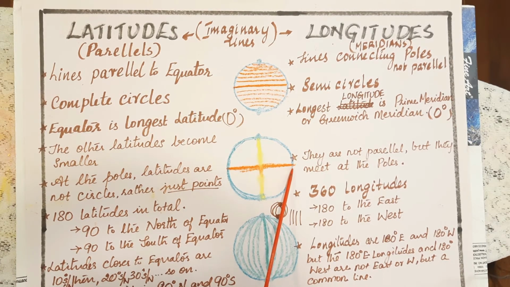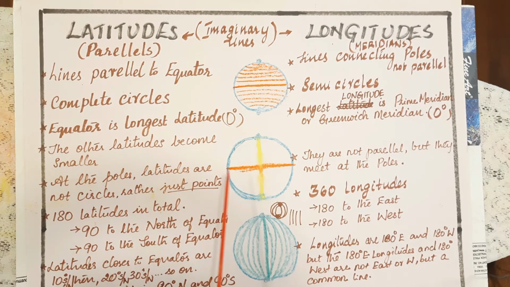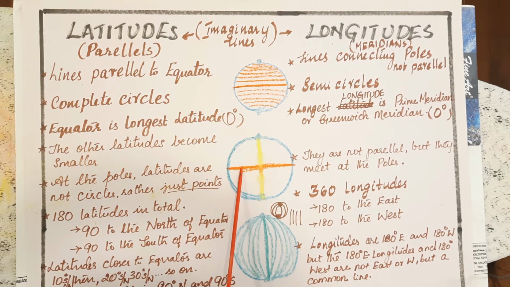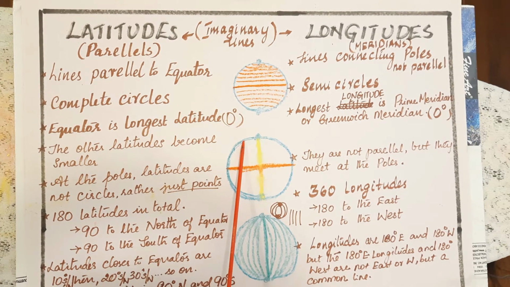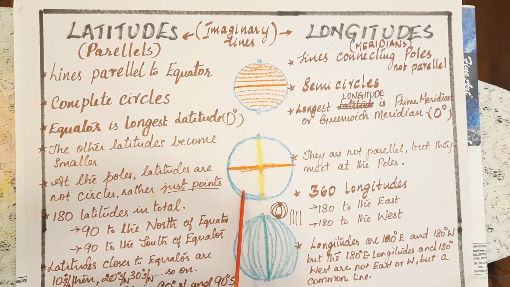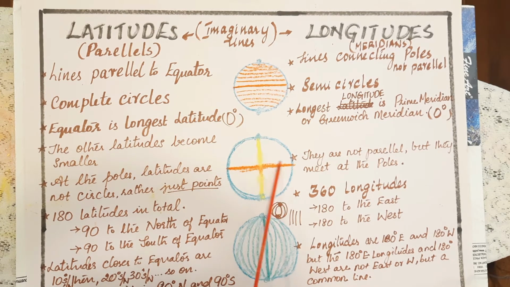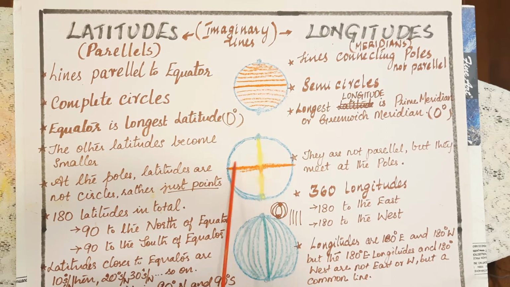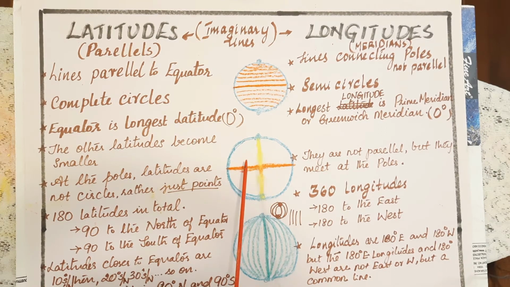And it is mentioned, the symbol is 0 degree. The other latitudes become smaller. So we studied that there are lines all the way to the northern hemisphere and all the way to the southern hemisphere. They are complete circles. Each of these circles becomes smaller and smaller as they go towards the North Pole and the South Pole. And when they reach the poles, latitudes are not circles, just points.